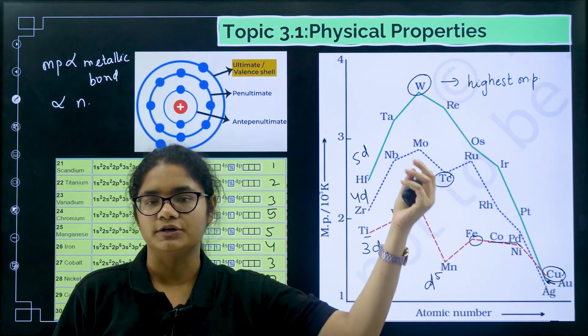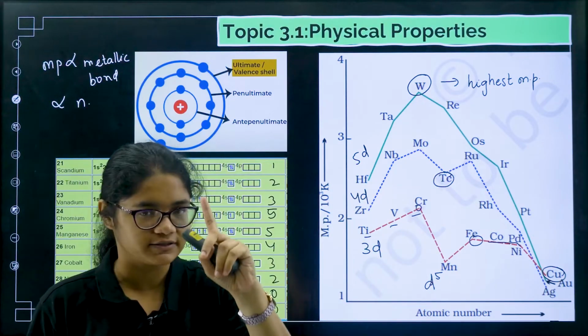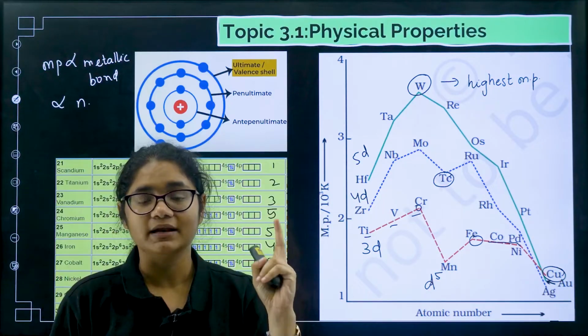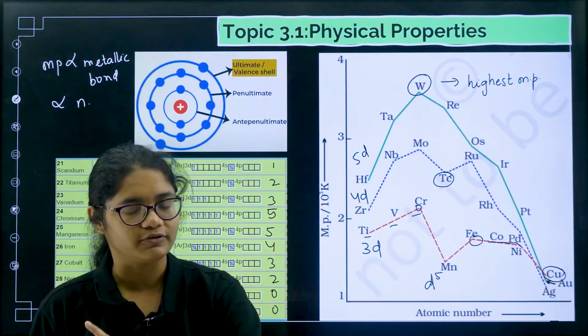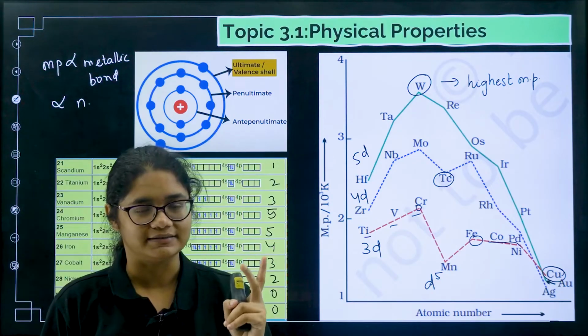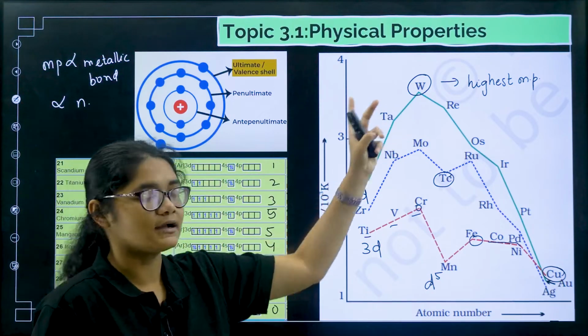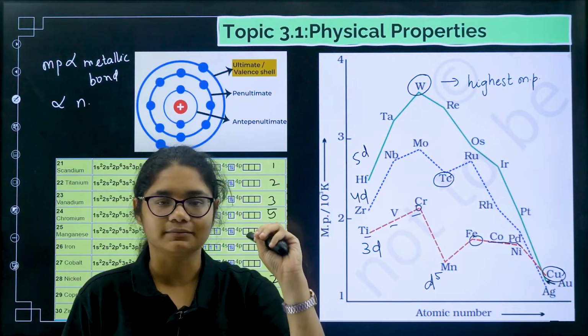Metallic bonding is proportional to the number of unpaired electrons. This is the first thing. The second thing that you have to remember is manganese has a d5 stable half-filled configuration, so its melting point decreases. One more thing you need to remember, that tungsten is the element with the highest melting point.